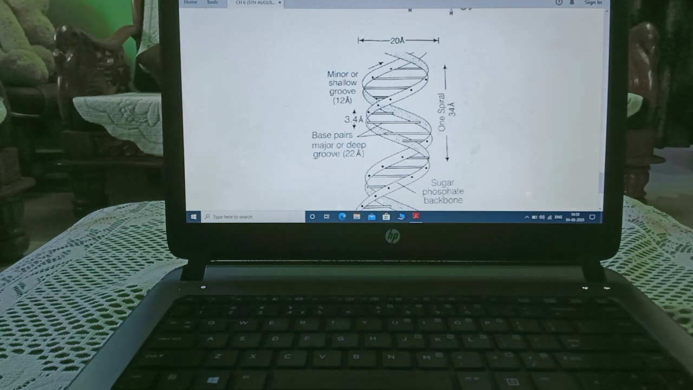Adenine joins with thymine by a double bond. Guanine joins with cytosine by a triple bond.